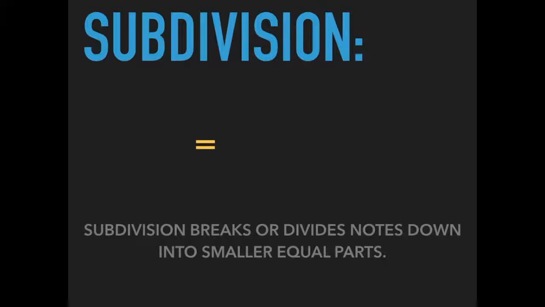Let's look at a different type of note now. If we use a half note, we can subdivide a half note into 2 equal parts. It would be equal to 2 quarter notes that are tied together. We have subdivided this note into 2 parts.